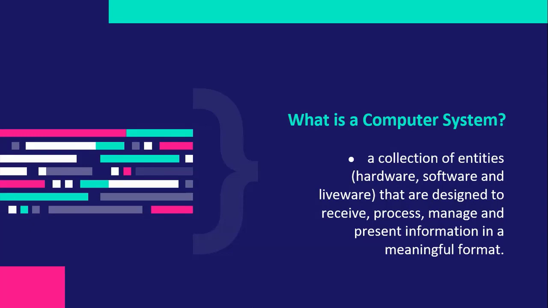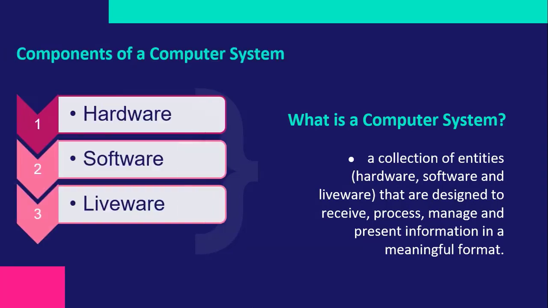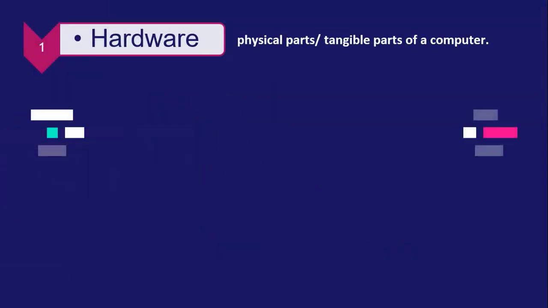So what are the components of a computer system? We have 3 basic components of a computer system. First, we have the hardware, second, the software, and then third, the liveware. So let's talk about hardware first.